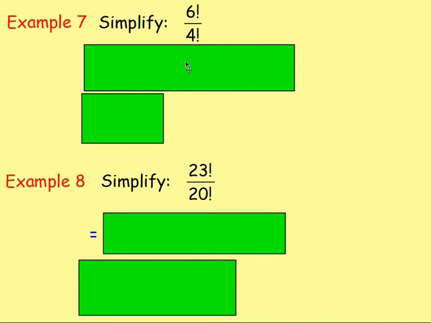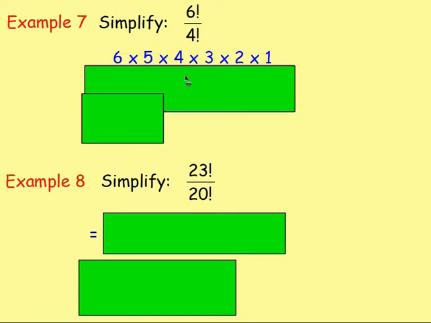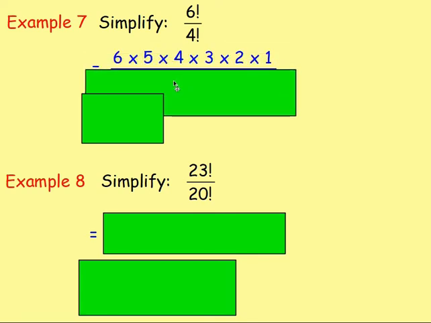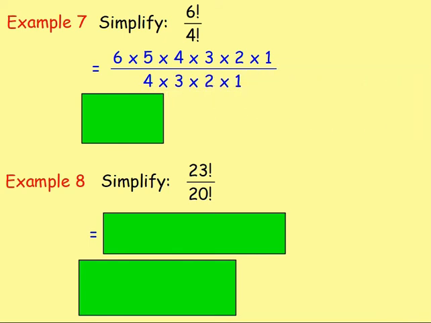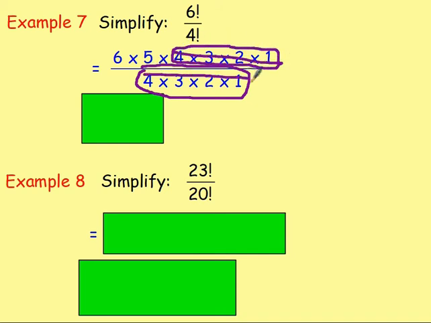Example 7, simplify 6 factorial over 4 factorial. So for this, 6 factorial means 6 times 5 times 4 times 3 times 2 times 1. 4 factorial means 4 times 3 times 2 times 1. What do you notice? Perfect. On the bottom you have 4 times 3 times 2 times 1. On the top you also have 4 times 3 times 2 times 1. So they will cancel from the top and the bottom, leaving you with just 6 times 5. So your answer will be 30.